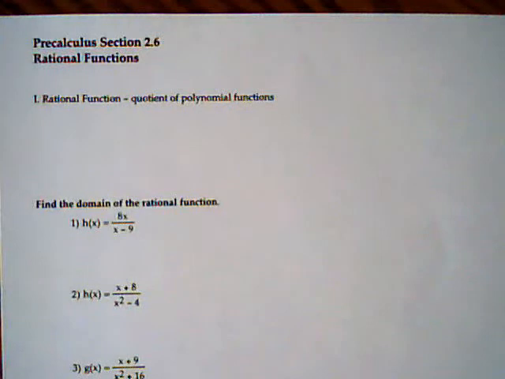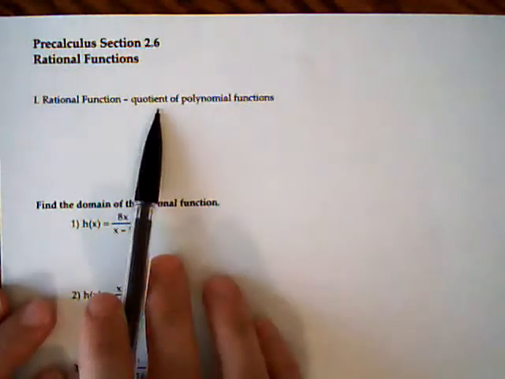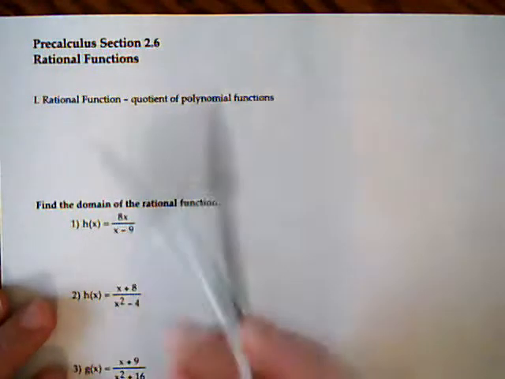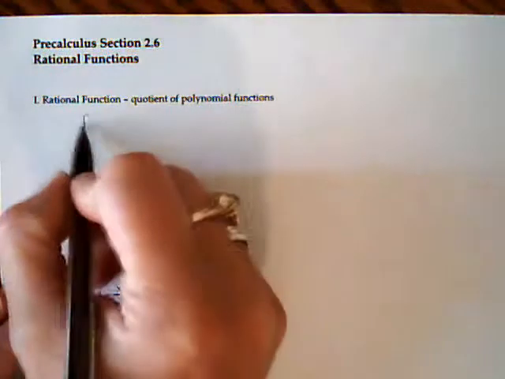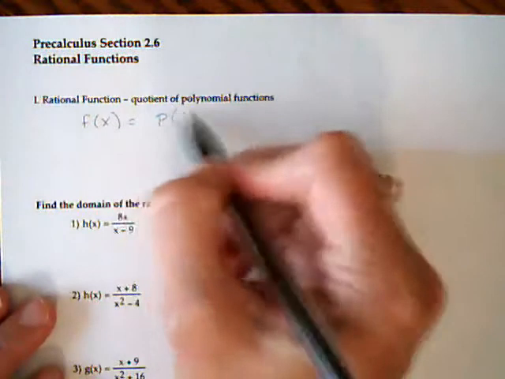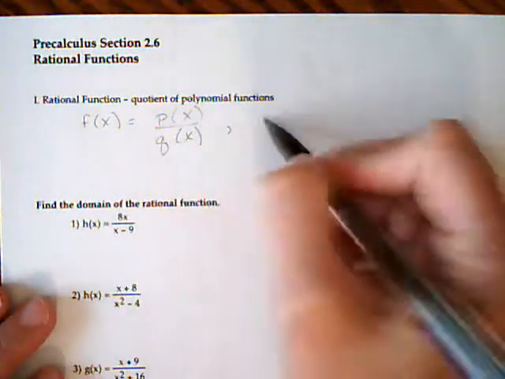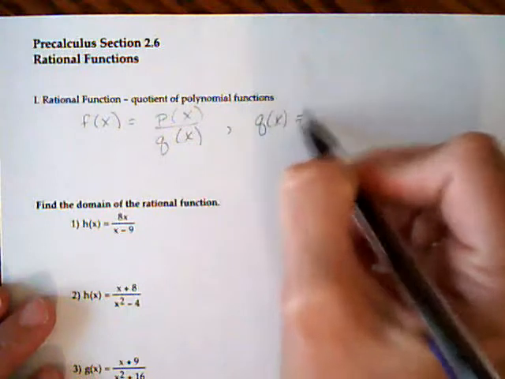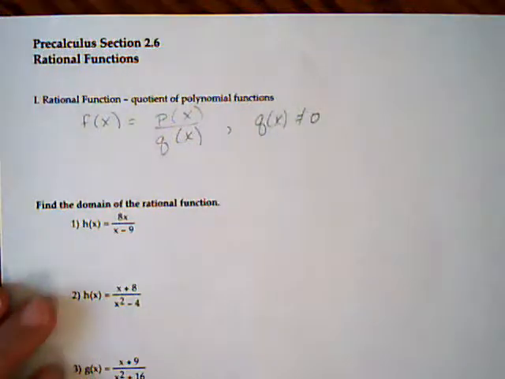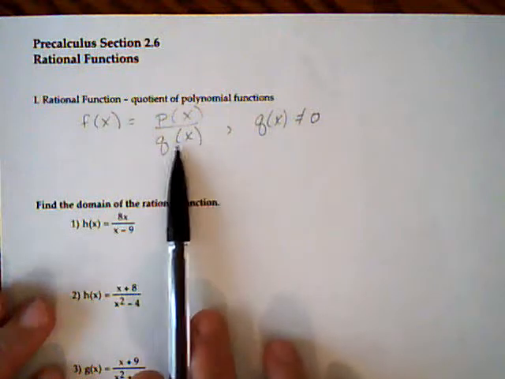Section 2.6 is on rational functions. So the definition of a rational function is that it's a quotient of polynomial functions. We would say if f of x is a rational function, it would be equal to p of x over q of x, as long as q of x does not equal 0. Okay, because that's in the denominator. We couldn't get a 0 here in the denominator.